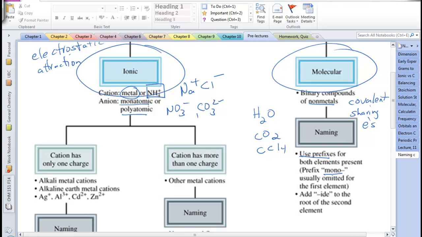You can see here that one of them is mono. That means one. It says usually omitted, but let's admit it. For the first element, if there's just one, like in CO2, we don't say monocarbon dioxide. We just say carbon dioxide. By just saying carbon, it's understood that we have one carbon in each molecule. The ending of the second element is changed to -ide. So oxygen in this case becomes oxide, carbon dioxide. Chlorine would be changed to chloride, and so on.